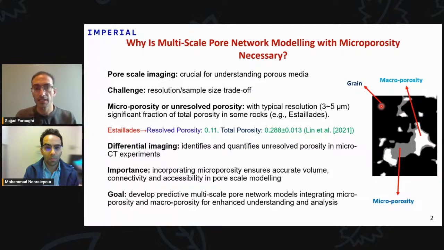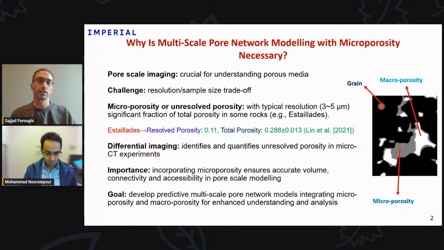For some cases like Estaillades rock, which is a heterogeneous rock with a wide pore size distribution, we have a huge fraction of the pore space unresolved. For example, in a study by Lin et al., with a 3.58 micron voxel, they could resolve only 11% of a sample which has 29% porosity. So how can we characterize this sub-resolution porosity?